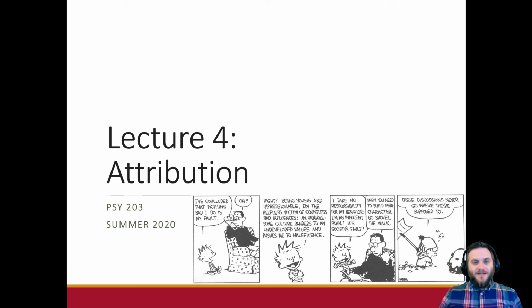Today we're going to be talking about attribution. This is part of the social cognitive aspect to the first part of the class. We talked about the self, we talked about social cognition in general, and now we're going to focus specifically on thinking about how and why other people do what they do.